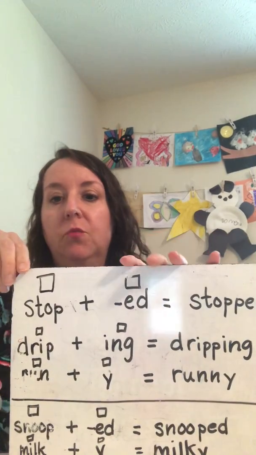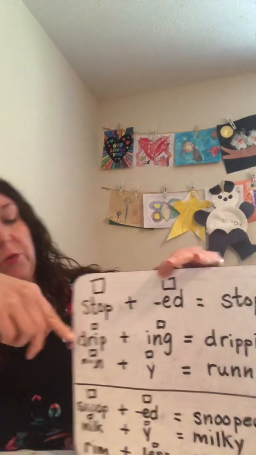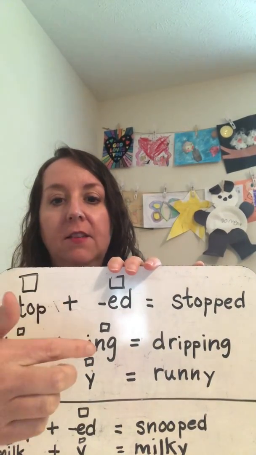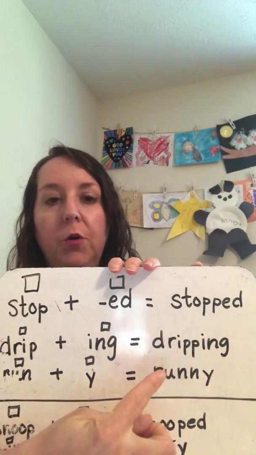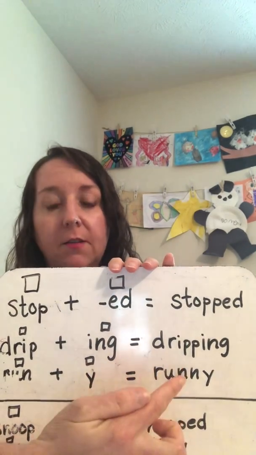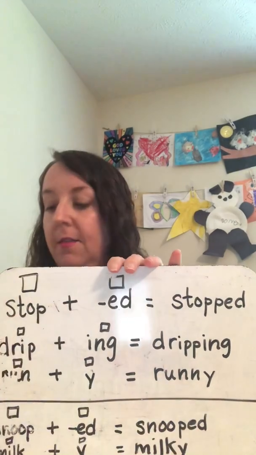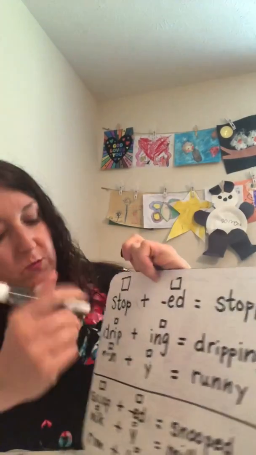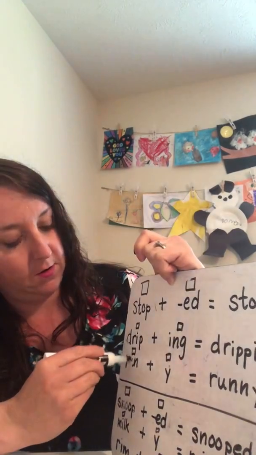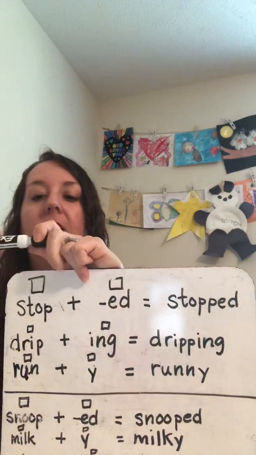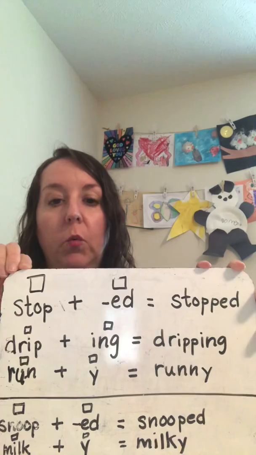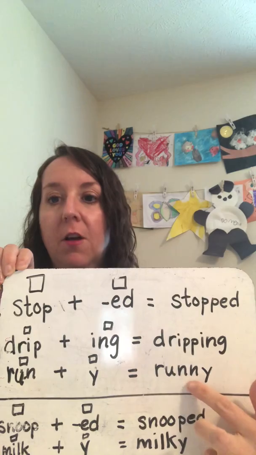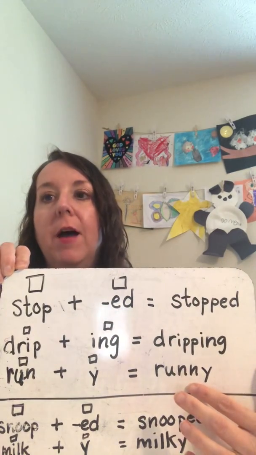Take a look at my next word, which was drip. And I want to add the suffix ing to it. If I add the suffix ing to it, look what happens to my new word, dripping. It doubles the consonant P. Huh. And this last word that got kind of erased was the word run, R-U-N. I want to add the suffix Y to it to make it runny. And look again what happens to my root word. I double the consonant.